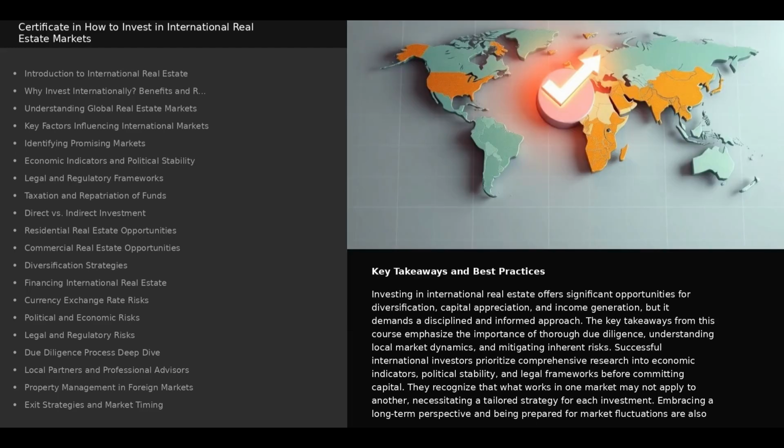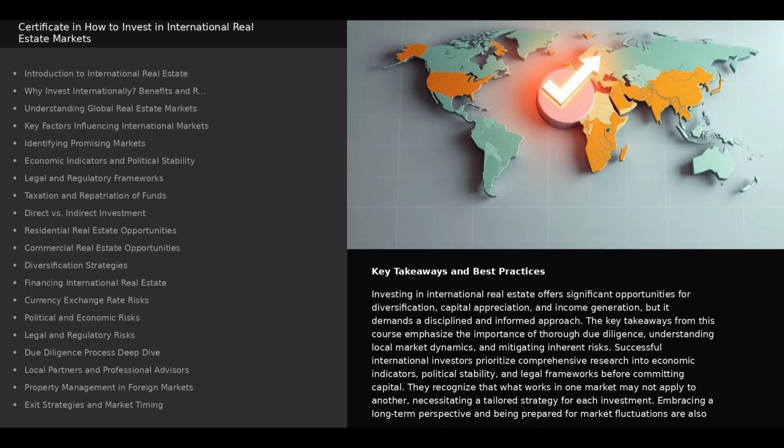Key takeaways and best practices. Investing in international real estate offers significant opportunities for diversification, capital appreciation, and income generation, but it demands a disciplined and informed approach. The key takeaways from this course emphasize the importance of thorough due diligence, understanding local market dynamics, and mitigating inherent risks. Successful international investors prioritize comprehensive research into economic indicators, political stability, and legal frameworks before committing capital.